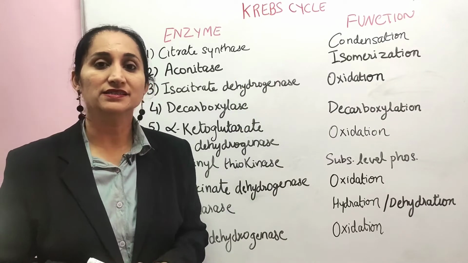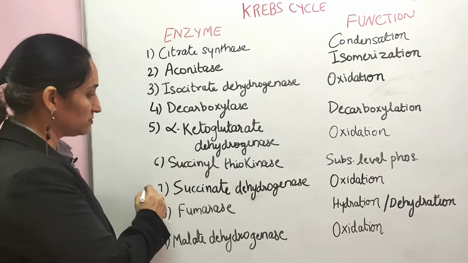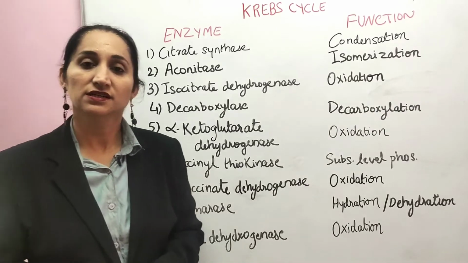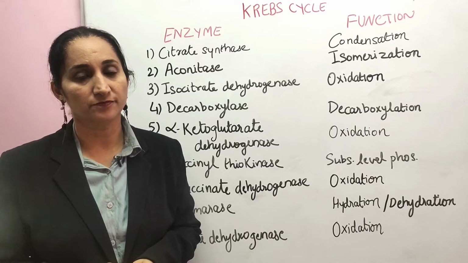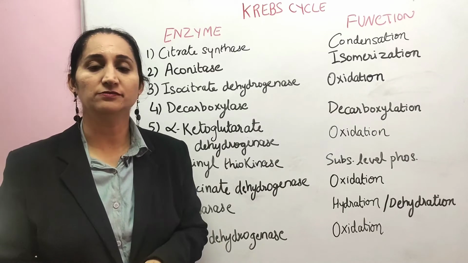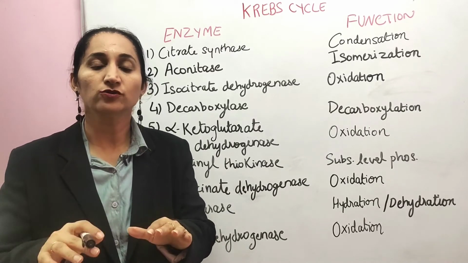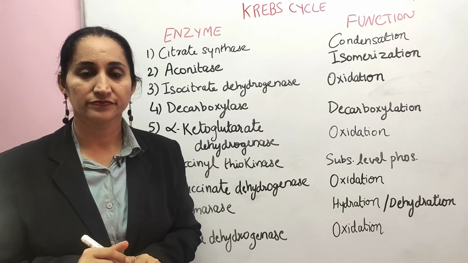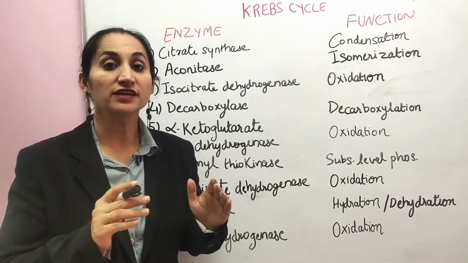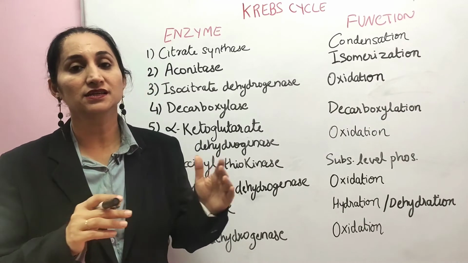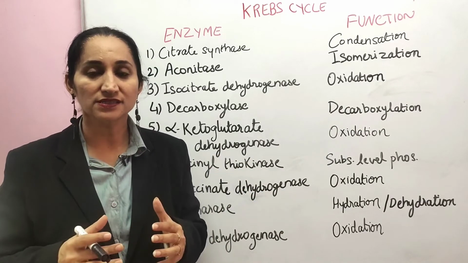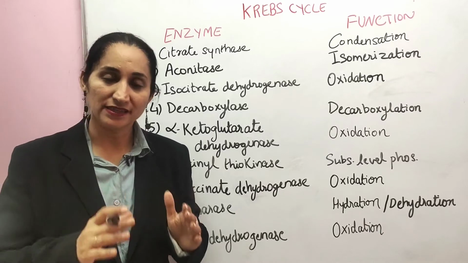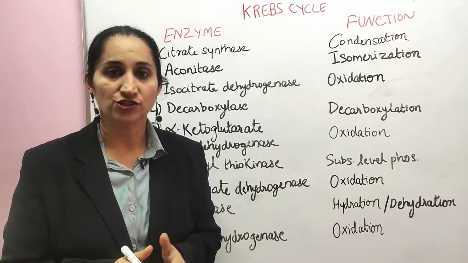In all these enzymes, succinate dehydrogenase is found in the inner membrane of mitochondria, while all the rest of the enzymes are found in the mitochondrial matrix. Enzymes are very important for catalyzing the mechanisms. So it's very important to understand and memorize the enzymes and their functions.